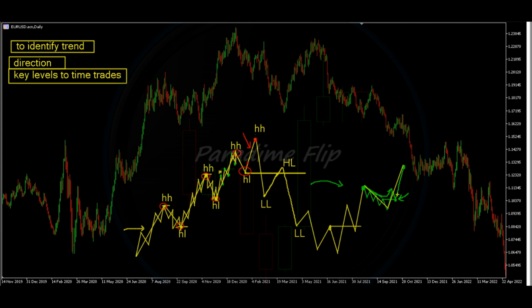And you are going to find your entry on a lower time frame also based on market structure. So you can actually use market structure not only for levels, but to determine the timing of a trade, based on the overall larger market structure. And that's as simple as market structure gets.